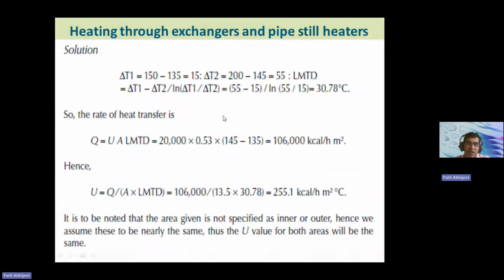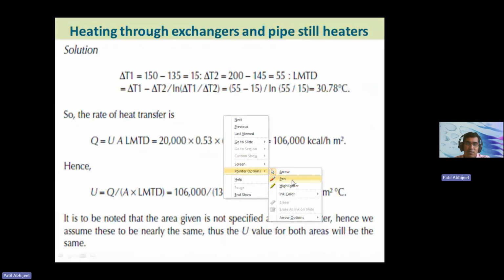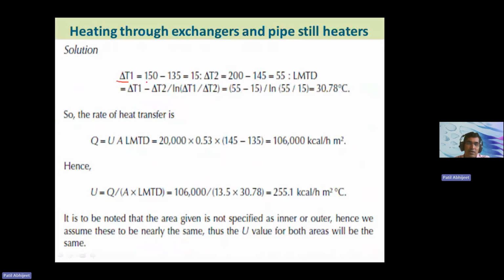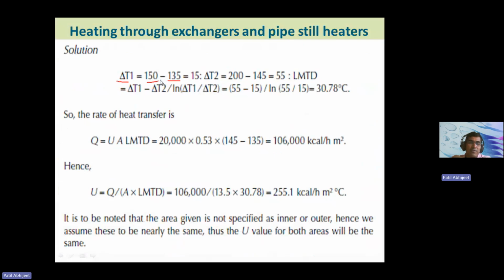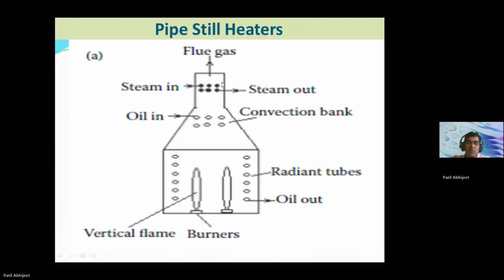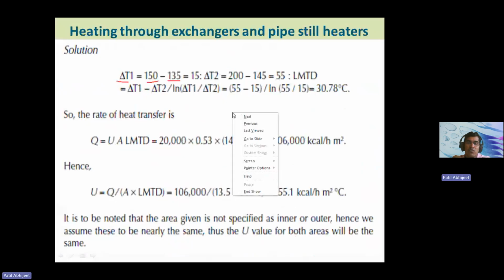All the data are given. So here delta T1 is equal to 155 minus 135, because the temperatures mentioned are 155 to 135 for one flow and 200 to 150 for the other flow. So 155 minus 135, that is 15. Delta T2 will be equal to 200 minus 145, that is equal to 55.